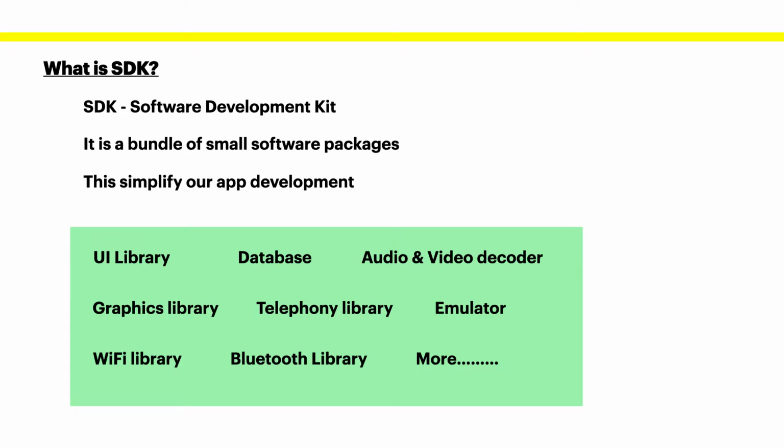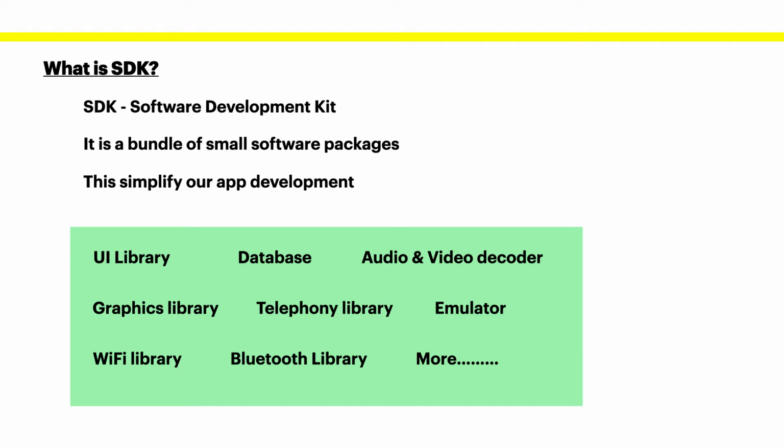For example, if you are writing an application using Wi-Fi hardware or Bluetooth hardware, you don't need to write code from scratch. Just download the SDK, and that SDK includes the Wi-Fi library and Bluetooth library, and then access that library to achieve whatever we want. So we don't want to write code from scratch. Everything is already written and placed in that software development kit, the SDK.